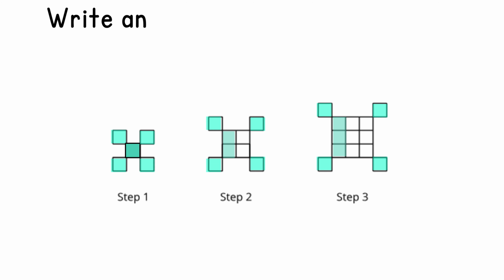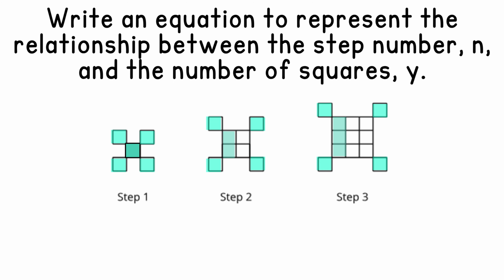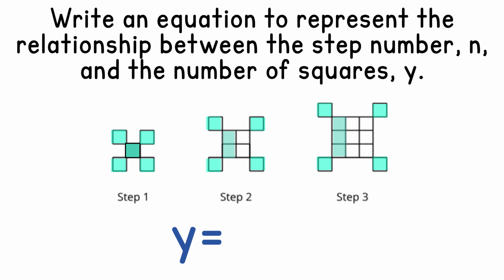Now let's write an equation to represent the relationship between the step number n and the number of squares y. So we can write this as y is equal to n squared plus 4, since the step number tells us how big our square grid will be, and then we always add 4 to the corners.